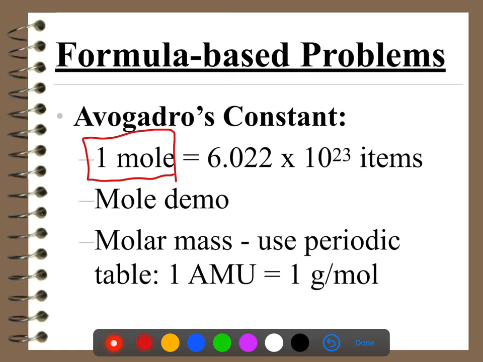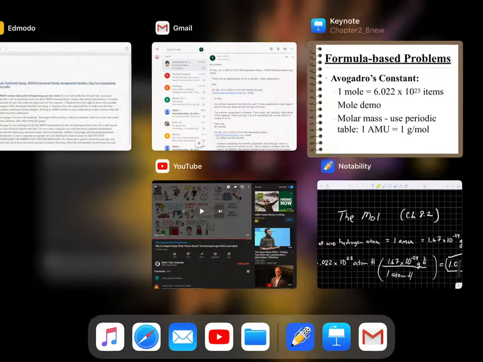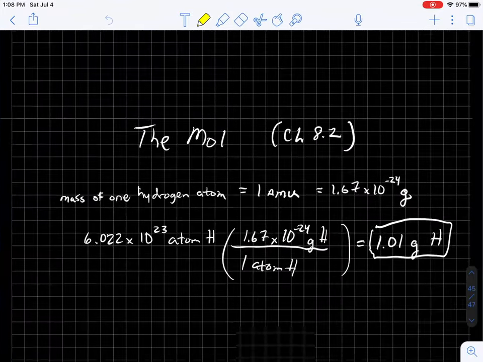Avocado is associated with the guacamole. Okay, that's a stupid joke. Anyway, moving on. So why that number? How did that number come about? I'll show you.